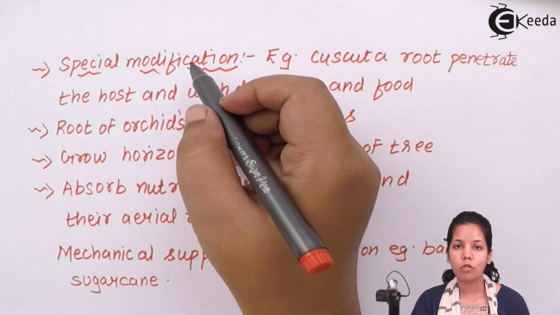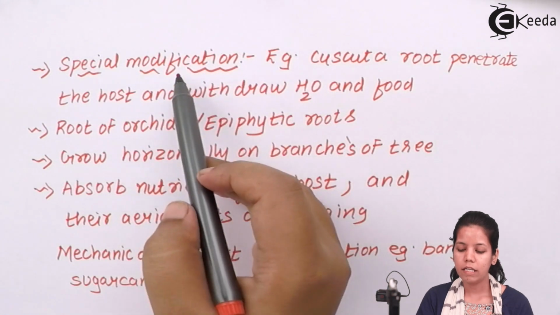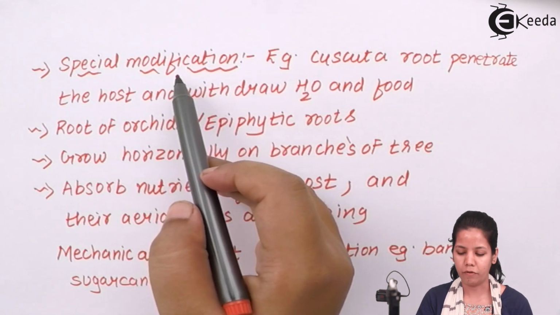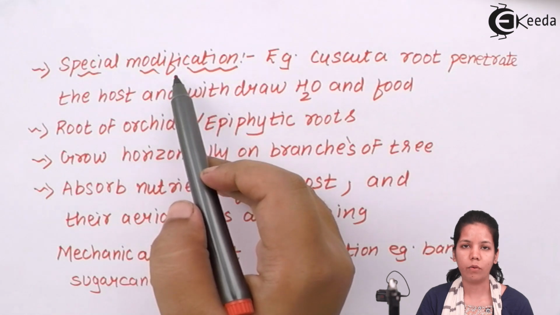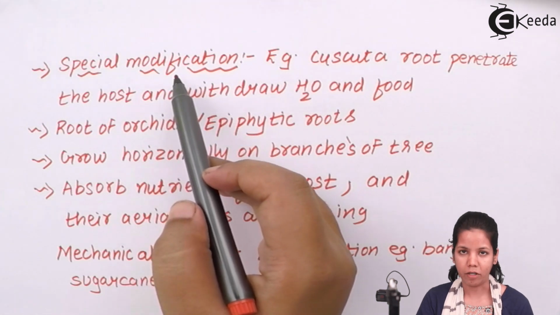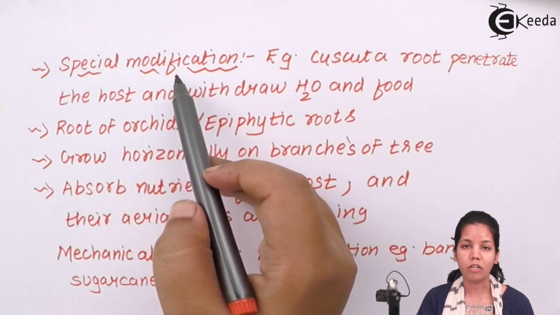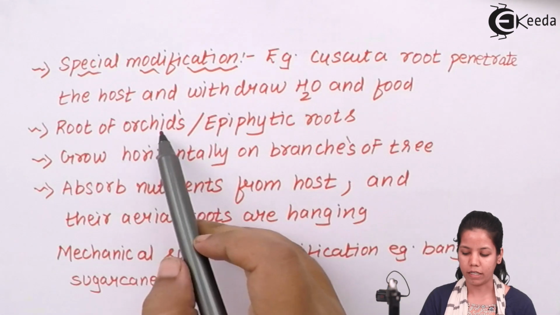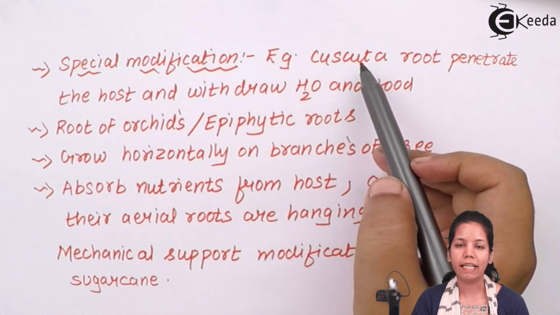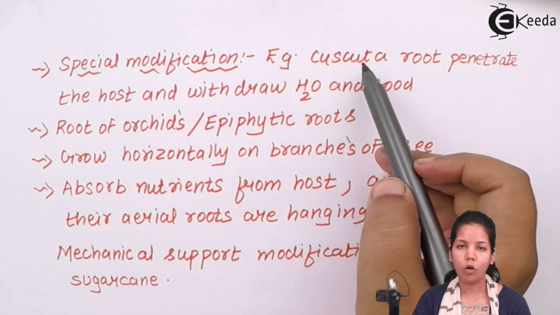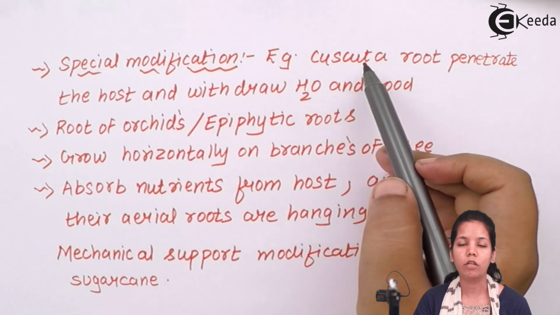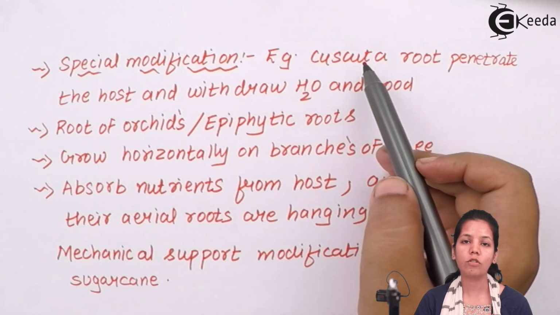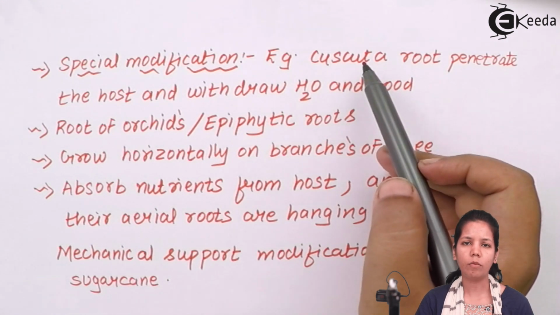The other modifications of adventitious or fibrous roots are special modifications. When I say special modification, it means the plant didn't require to modify it, but for better adaptation, for better survival tactics, the plant has adapted. The two special modifications are, one is of cuscuta root and the other one is of orchids. In cuscuta, the plant basically penetrates inside the root of another plant and derives its nutrition from the host. Indirectly, it takes food and water from another plant without doing its own process of photosynthesis or without absorbing nutrition from soil for itself.